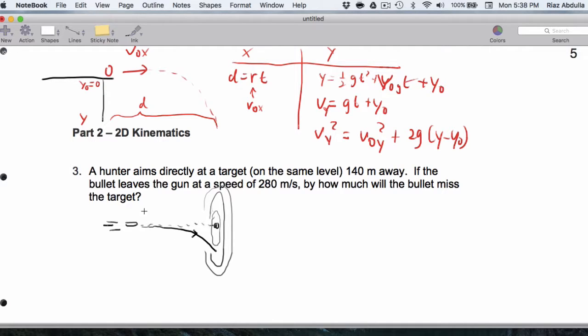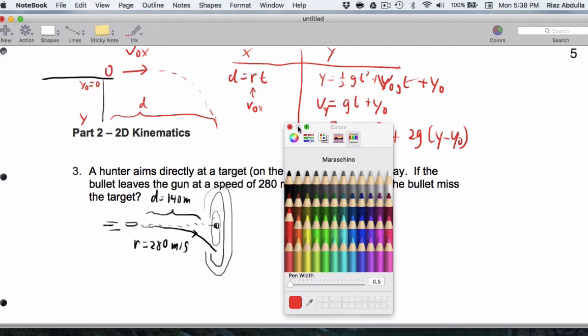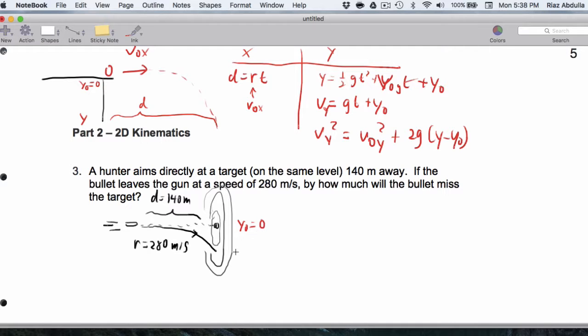So here is what we're saying. This distance is 140 meters. We know that the rate is 280 meters per second. And in the y direction, we start with an initial height of 0. Always do that, unless I tell you otherwise. This y is unknown, and that's what we want. They won't say it that way. I won't say, hey, find the missing y letter. It's going to be deliberately something you're expected to be able to read from the problem and figure out on the tests. So by how much will the bullet miss the target is the question.